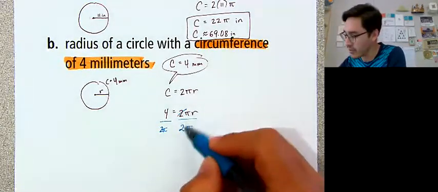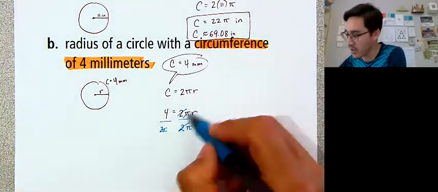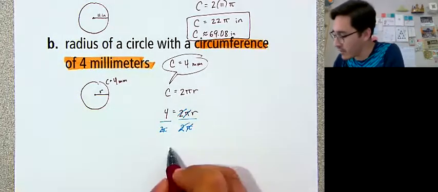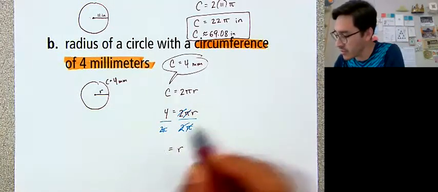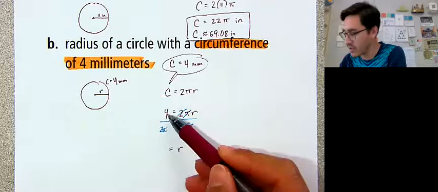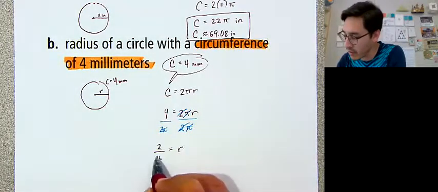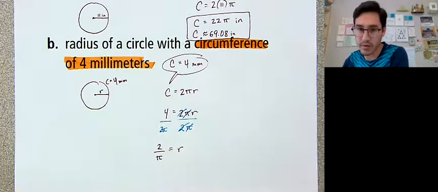So 2 divided by 2 is 1, it cancels out. Pi divided by pi is 1, it cancels out. And so what we have is the radius is equal to, we can simplify this, 4 divided by 2 is just 2. So it's 2 over pi. And then the units, of course, are millimeters.